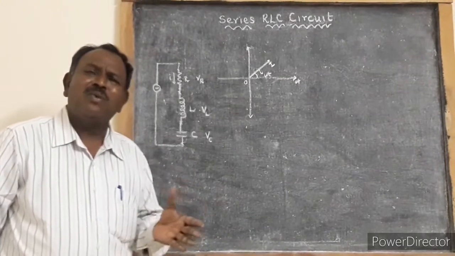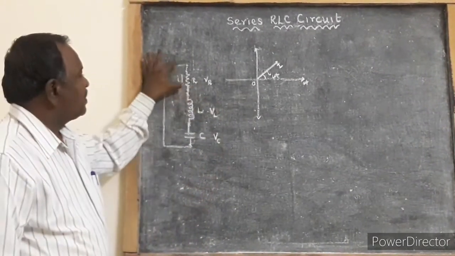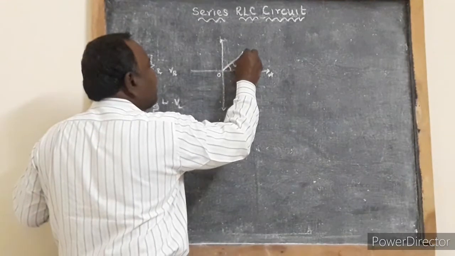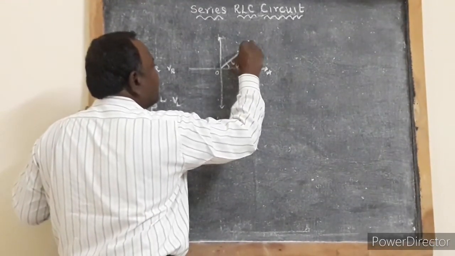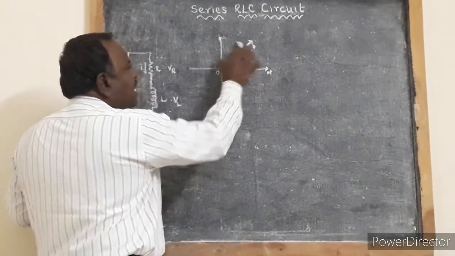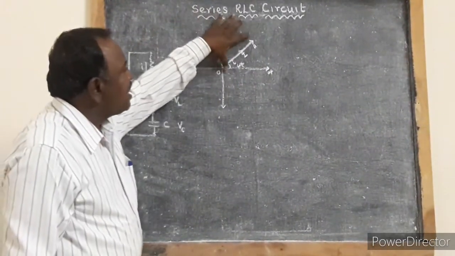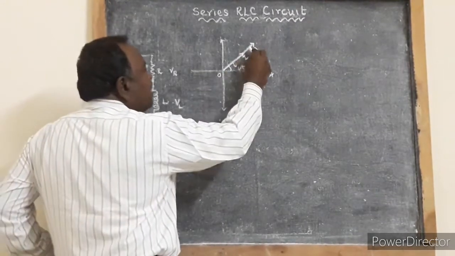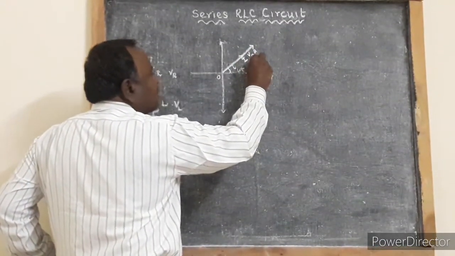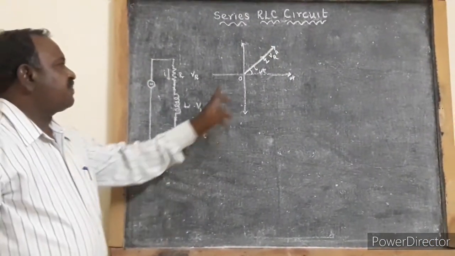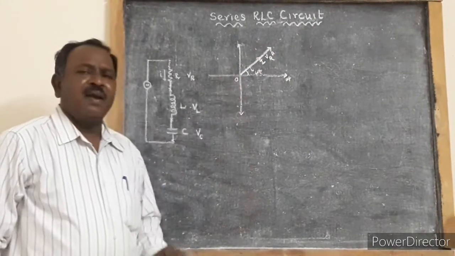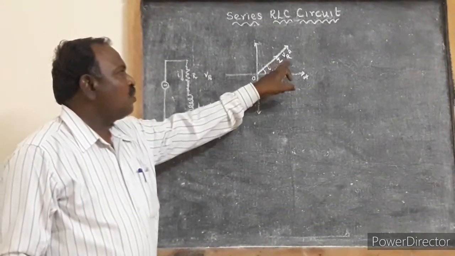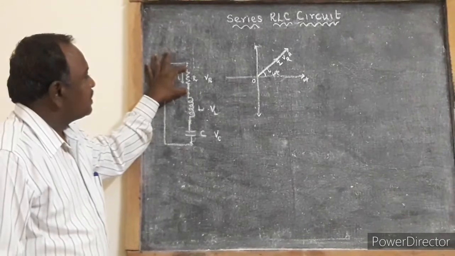Let us now consider resistor. We know current and voltage are in phase across the resistor. So the voltage across the resistor is represented by OA. So OI is one phasor and OA is another phasor. OI is representing the current and OA is representing the voltage across the resistor. So this phasor OI and OA are in phase with each other. That is, the current and voltage are in phase across the resistor.